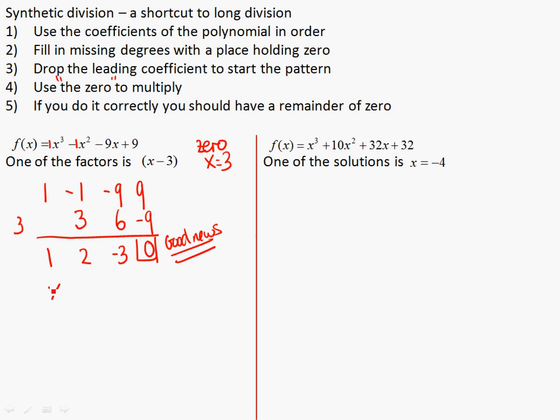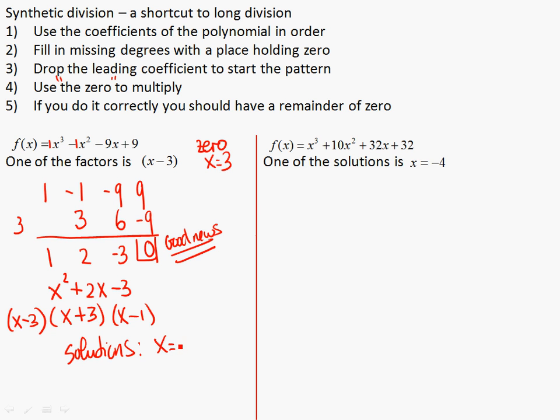So this is the quadratic x squared plus 2x minus 3. Does that factor any further? No. I think it does. Maybe the other way around. X plus 3 and x minus 1. So the whole polynomial could be written this way: x minus 3, x plus 3, and then x minus 1. Yes? So all the solutions will be what? Negative 3, positive 3, and 1.